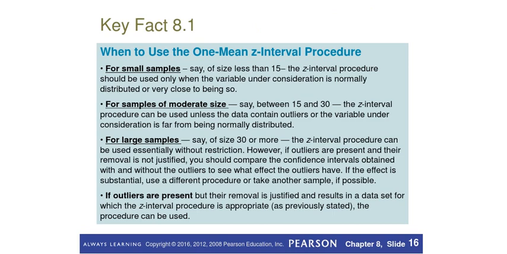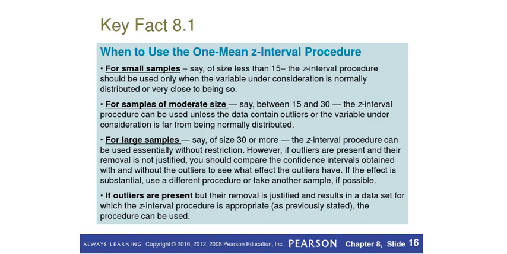Now, if outliers are present and their removal is not justified, we should compare the confidence intervals obtained with and without the outliers to see what effect they have. If the effect is substantial, we might use a different procedure or take another sample if possible. Again, this depends on what we talked about in Chapter 7 on the sampling distribution of the mean. But if outliers are present and their removal is justified, the data set is one for which the z-interval procedure is appropriate, and the procedure can be used.